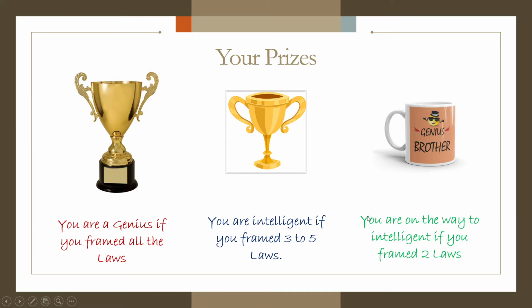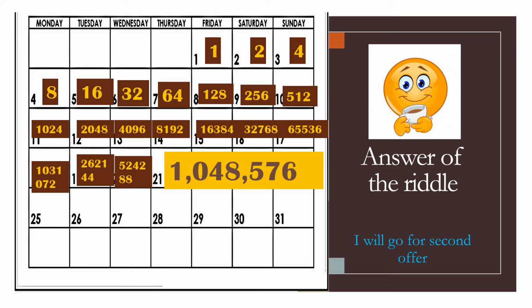Very nice. You are a genius if you framed all the laws, and you are intelligent if you framed 3 to 5 laws. You are on the way to intelligent if you framed 2 laws. So congratulations. Now this is the time to discuss the riddle.